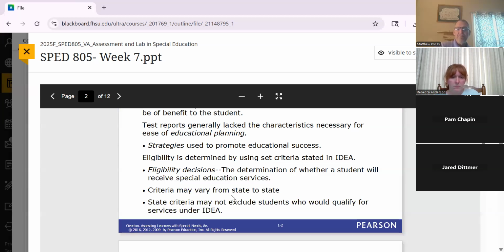Sometimes the criteria may vary from state to state. Let me give you an example of this. A lot of states have gotten away from a discrepancy model. What I mean by that is they look for a distinct discrepancy in test scores to determine eligibility. Now it requires you to do a lot more on the front end with intervention services before you even would get to the testing part. So it's just requiring a lot more. A lot of states have done that.